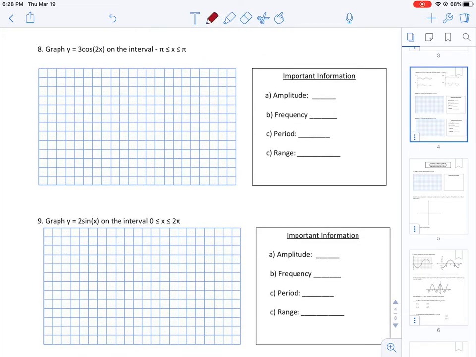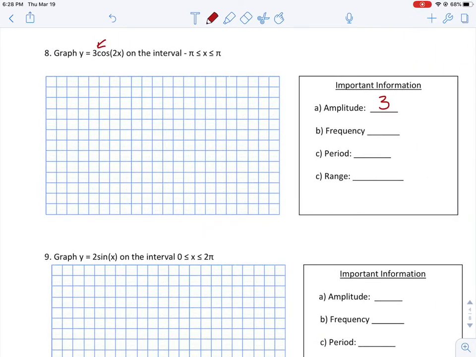Our amplitude is the number that is in front. On this one, my amplitude is 3. My frequency is the number that's with my x, so in this case it is 2. My period, I do 2 pi over my b value, which is 2, and I get pi. To find range, I want to look at my highest point and my lowest point. Since I have no shifts up or down, I'm really just going to look at my amplitude, which is 3, so from your x-axis it's going to go down to -3 and up to +3.